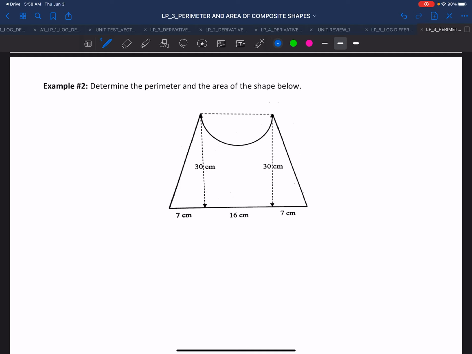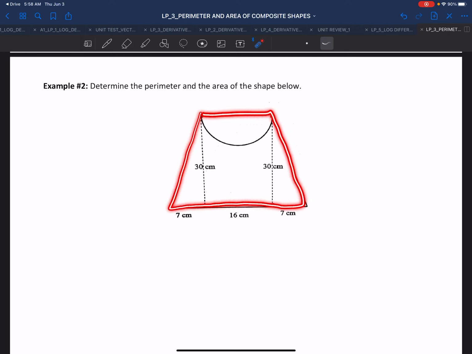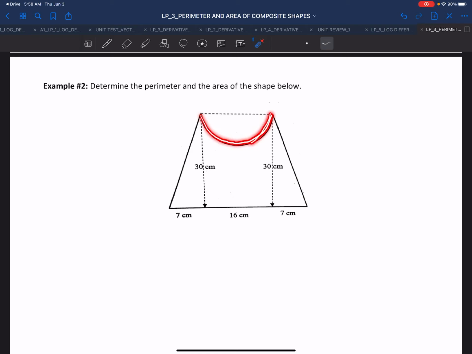So examine the shape first. So what I see here is a trapezoid. Okay, but then this part of the trapezoid is cut off and it seems that this part is a half circle. So I will highlight the perimeter.